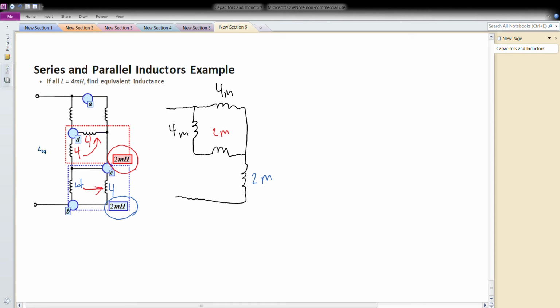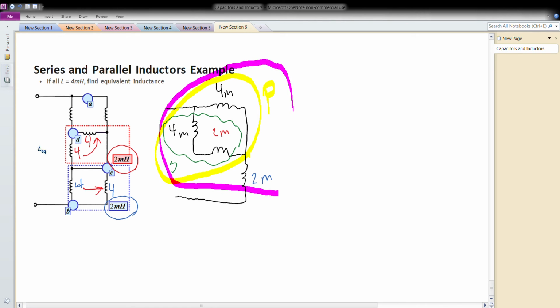So now, if I look at this circuit and I want to combine everything, these two are going to be in series. So these are series. They're going to be parallel with that one. And then that whole thing is going to be series with this, right?